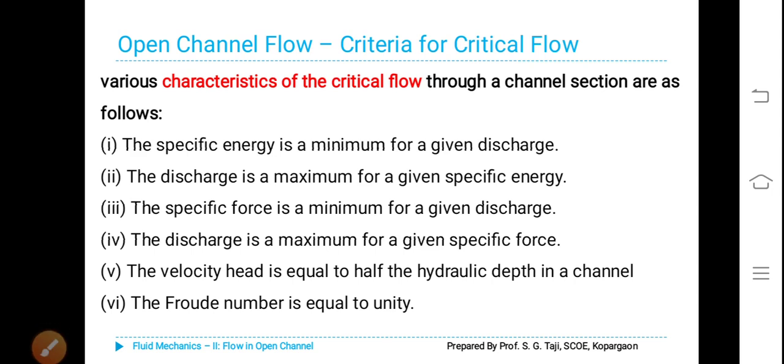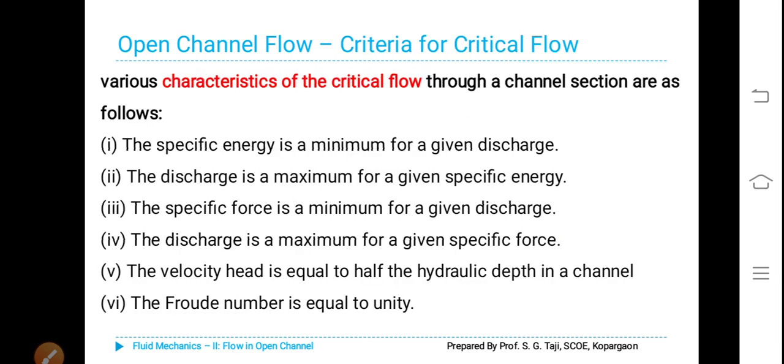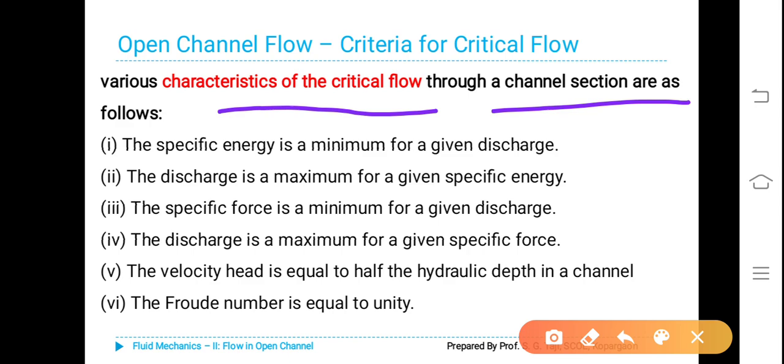Open channel flow, criteria for critical flow, you will see. Various characteristics of the critical flow through a channel section may be as under. The different characteristics of the critical flow through a channel section are as follows.